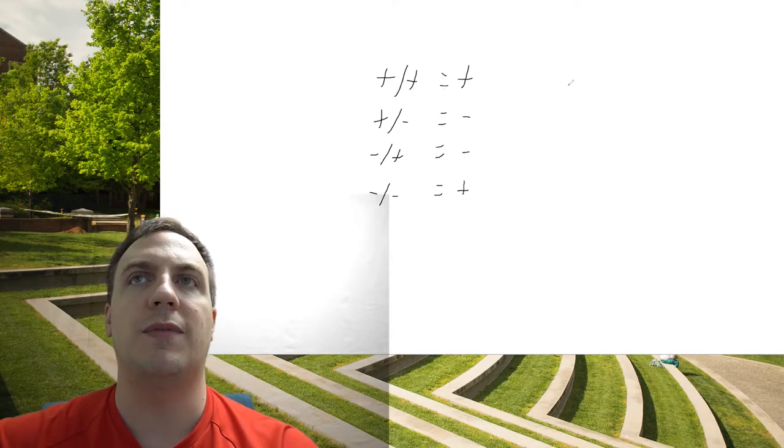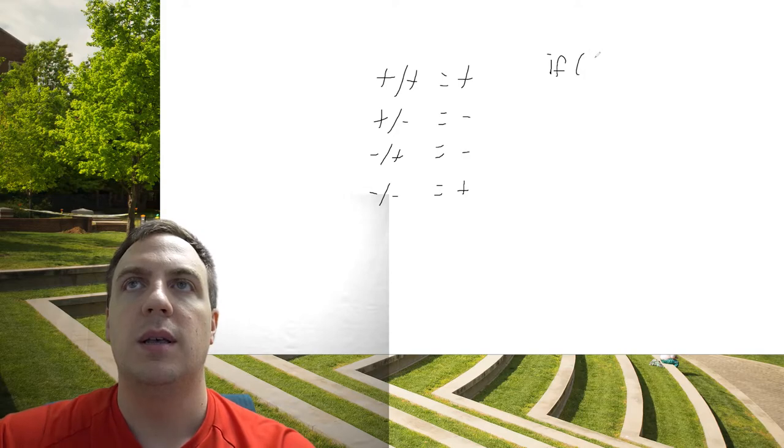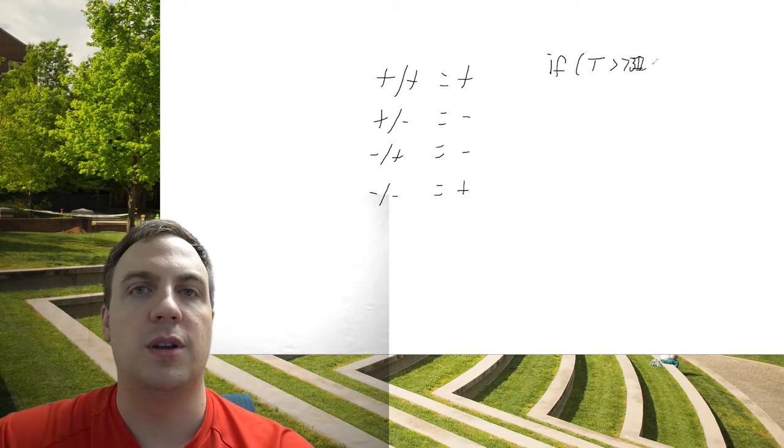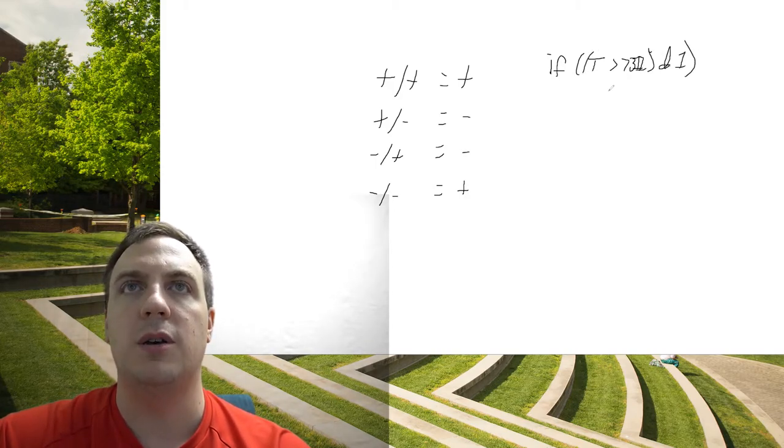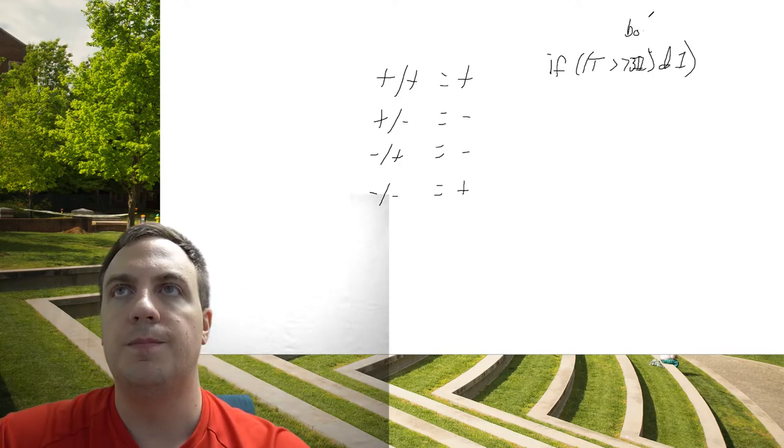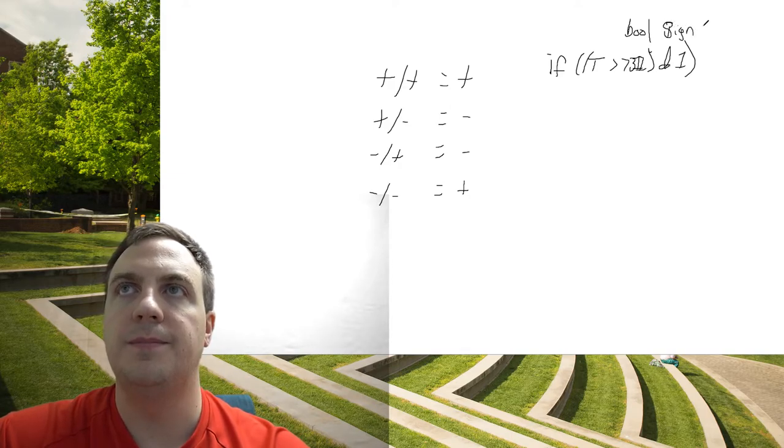So what we have to do is test those numbers. If t shifted by 31 places, if it's a 32-bit integer, and 1. So this is the sign bit, if you remember. If that is the case, then we say, okay, we saw one negative. So bool, we'll just call it sign.